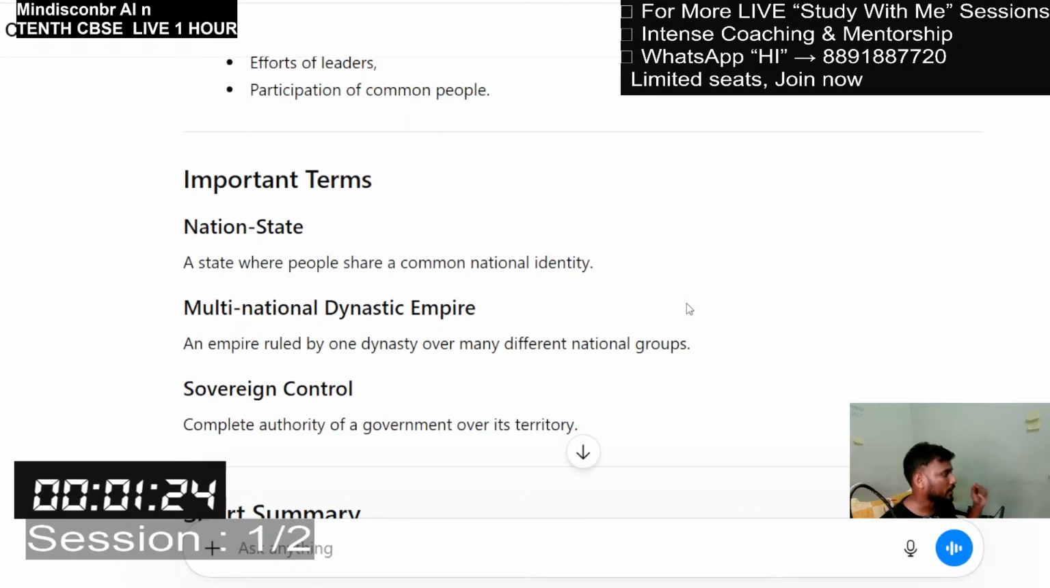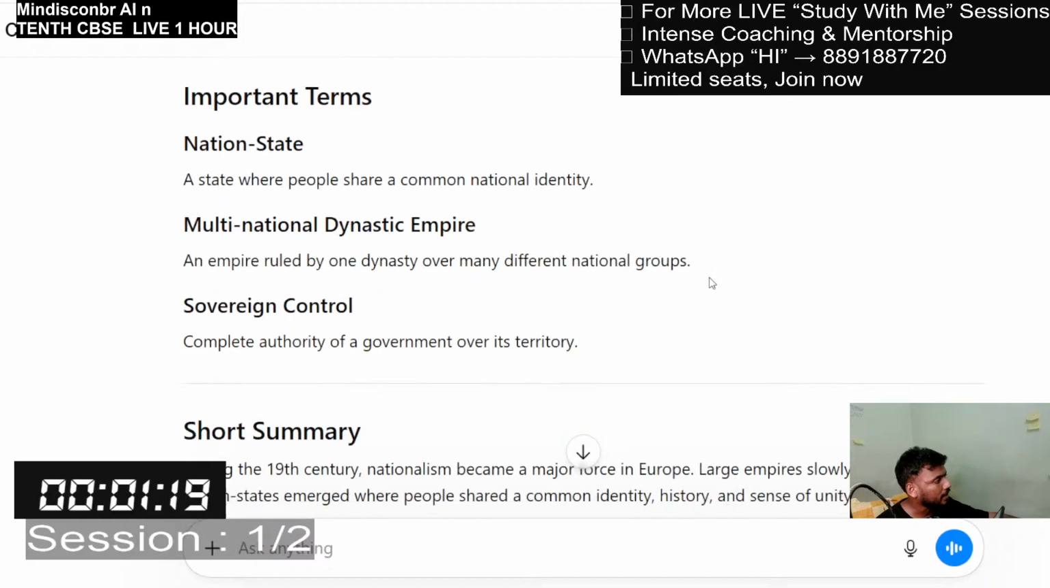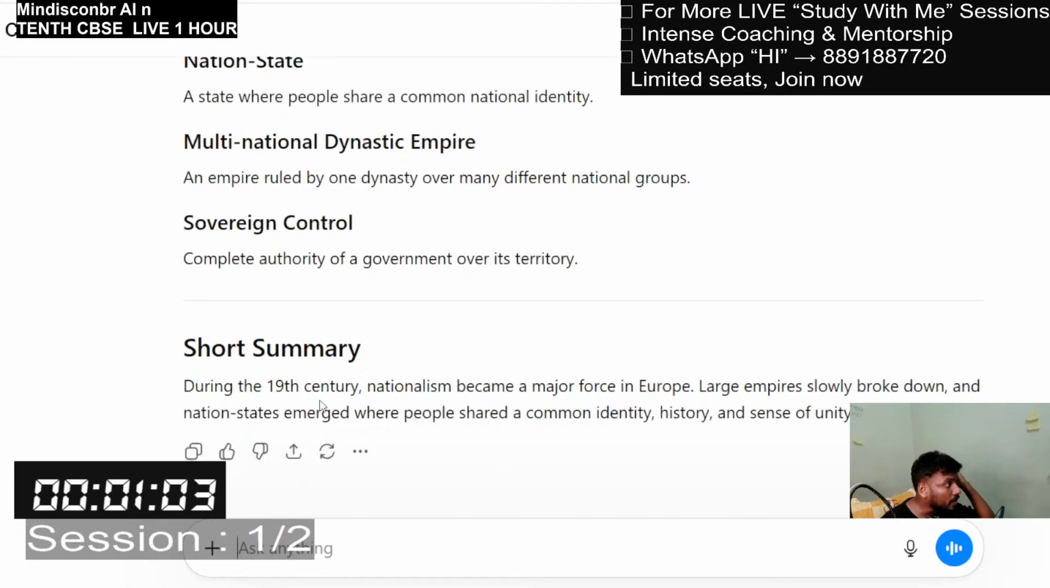Important terms. A nation state: a state where people share a common national identity. Multinational dynastic empire: an empire ruled by one dynasty over many different national groups. Sovereign control: complete authority of a government over its territory. Short summary. During the 19th century, nationalism became a major force in Europe. Large empires slowly broke down and a nation state emerged where people shared common identity, history, and a sense of unity.